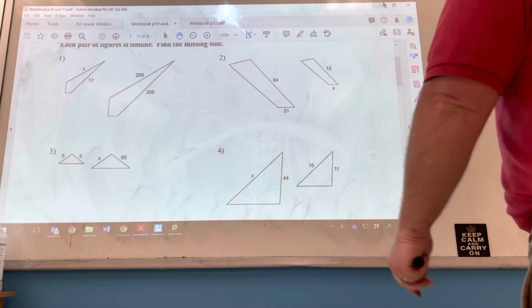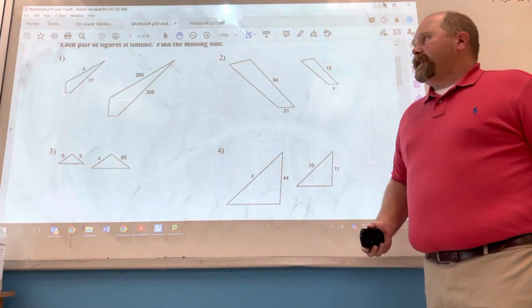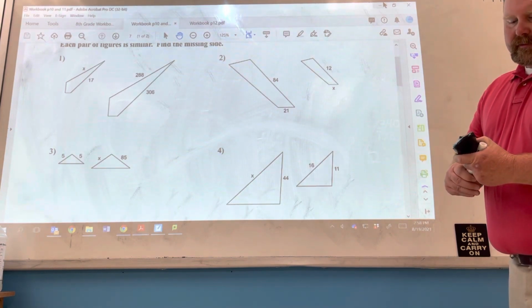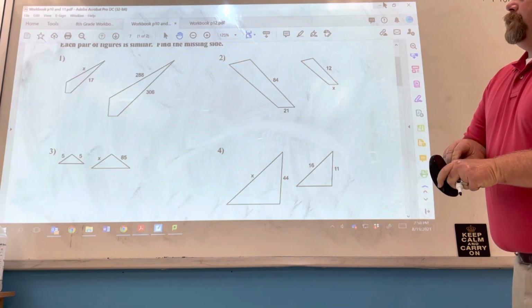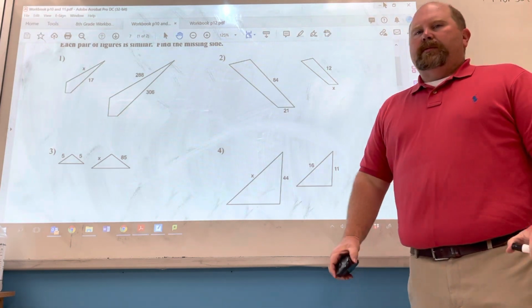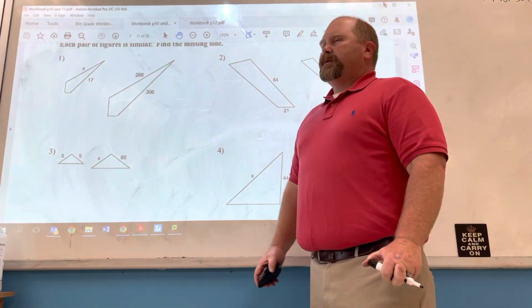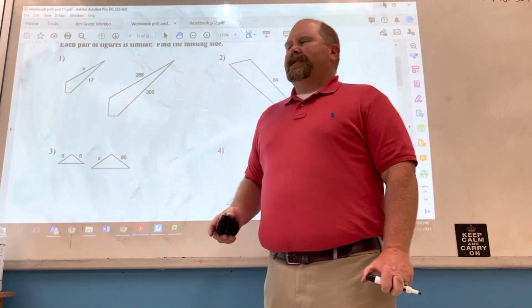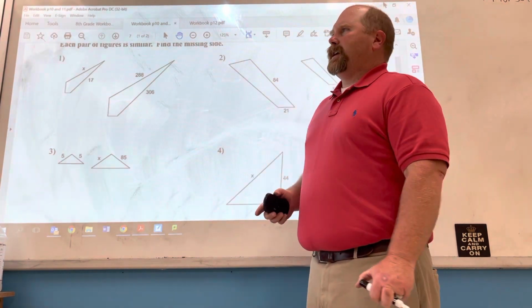All right, I'm going to cover Thursday's handout. It's workbook pages 10 and 11, I believe. So, dealing with similar figures. If you remember, we talked about similar figures a little bit in the first week. I believe that was last Thursday. So, similar figures are the same shape, but they're not the same size, okay?